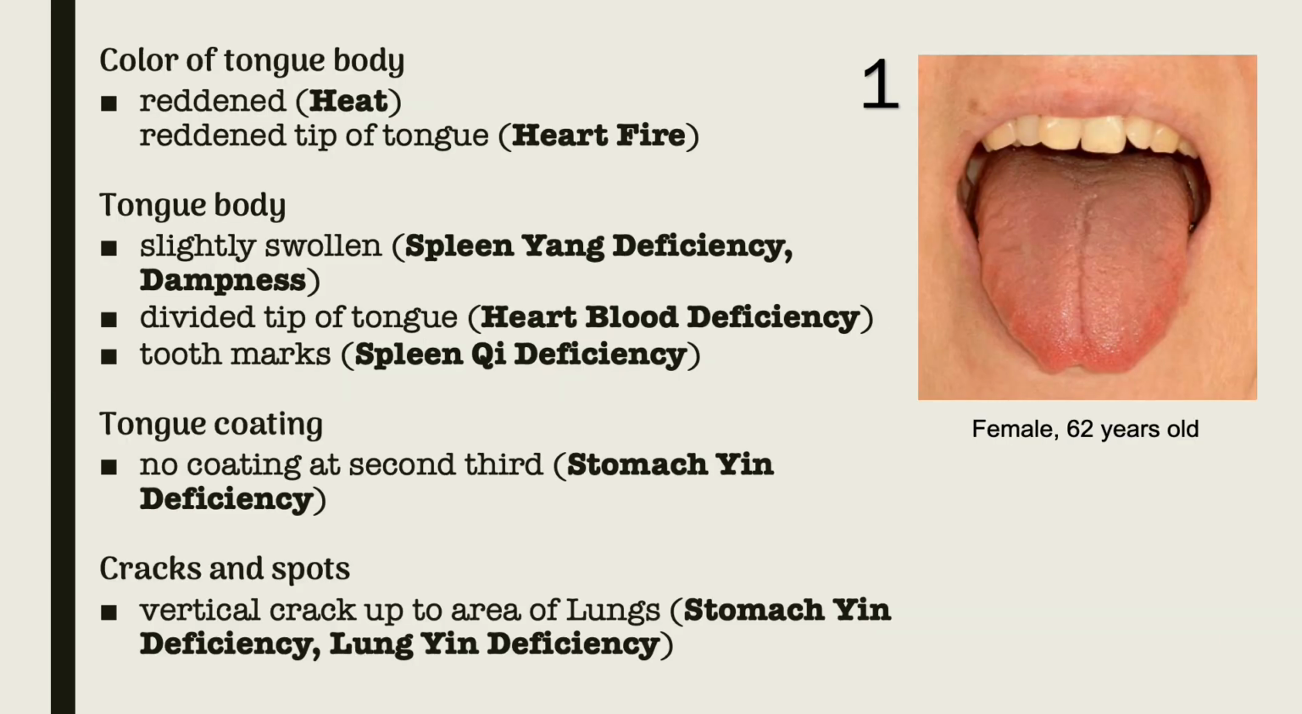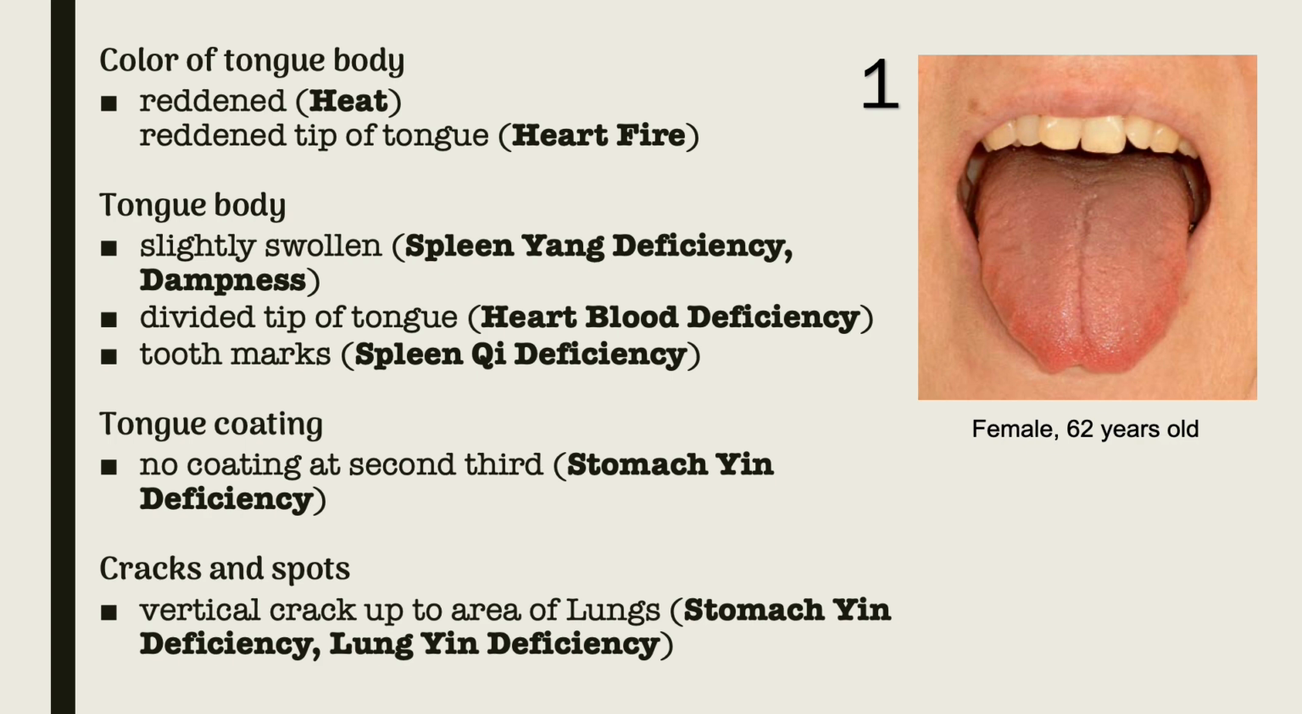Now let's go to tongue images. The first case is that of a female, 62 years old. As you can see, the color of the tongue body is reddened, and this means there's heat. And then the reddened tip of the tongue means there is heart fire.